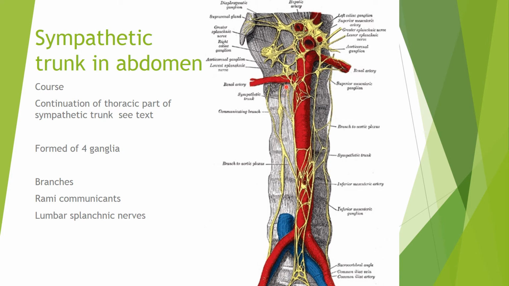Sympathetic chain or trunk in the abdomen. It is the continuation of the thoracic part of the sympathetic trunk. It is formed of 4 ganglia. Its branches are rami communicantes, whether white or gray rami communicantes, and other branches are called lumbar splanchnic nerves.